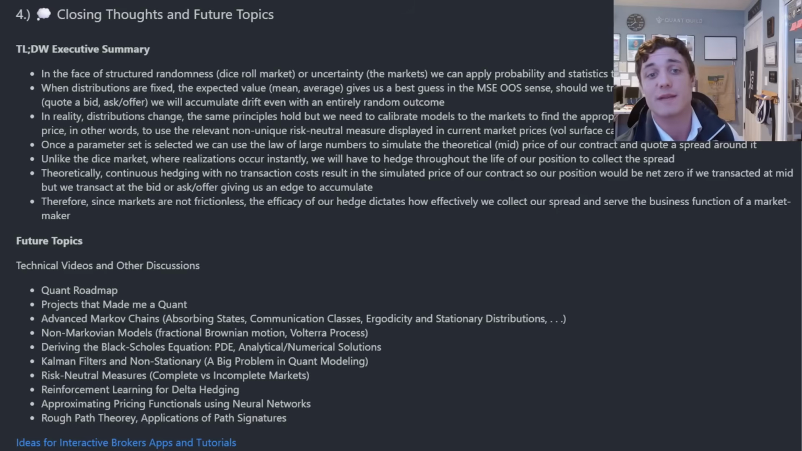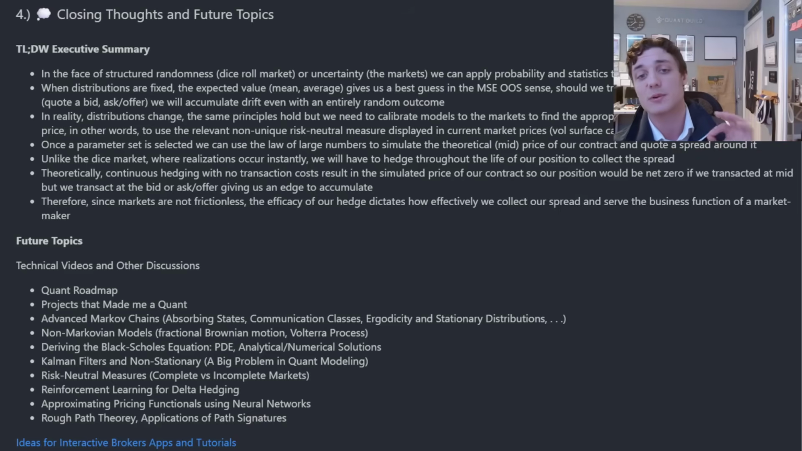When distributions are fixed, the expected value, the mean, the average, gives us a best guess of a realization in the mean squared error out of sample sense. Should we transact then around that mid price, quote a bid, ask offer, we will accumulate a positive drift, even with an entirely random outcome. Now, in reality, distributions change. Probabilities, statistics, distributions do not converge.